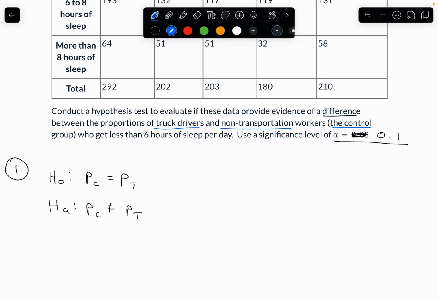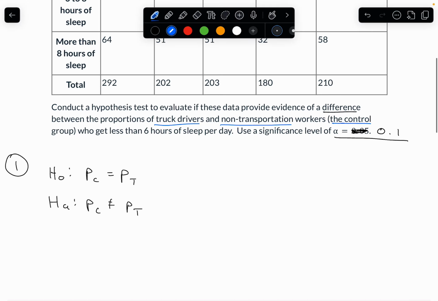I do also think at this point it would be extremely helpful to start gathering some information. In particular, I would like to know what is P hat 1 and what is P hat 2, because we're going to use those in our hypothesis test. We're also going to want to know P hat pooled, because we need to use that to check our conditions. So P hat 1 is the control group, and P hat 2 is the proportion of truck drivers here.